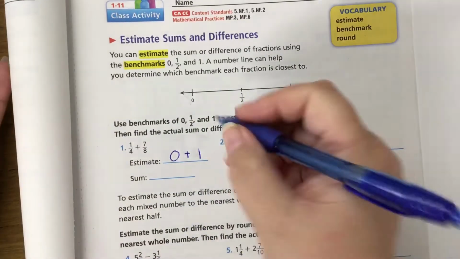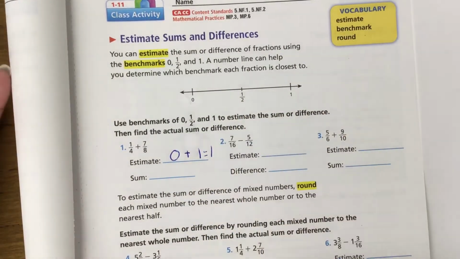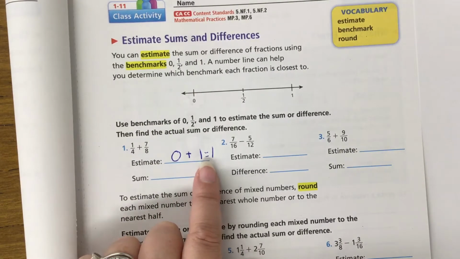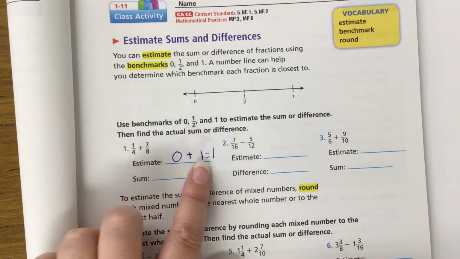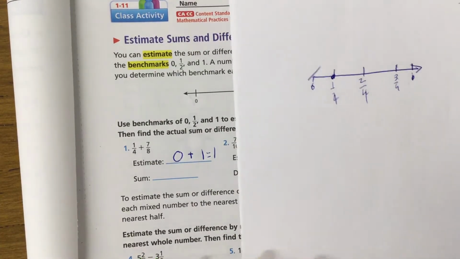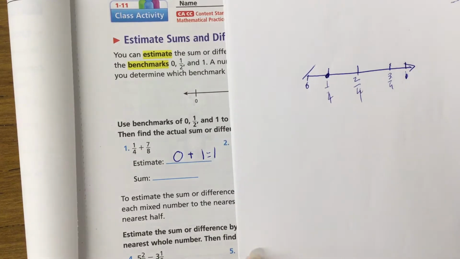So my estimate would be 1. Because 1/4 is closer to 0 than it is to anything else. And then 7/8 is 1. Okay? So that's my guess, is it's going to equal 1. And it's okay if my guess is wrong. We're estimating. But I have a feeling my guess is going to be pretty right, and you'll see.